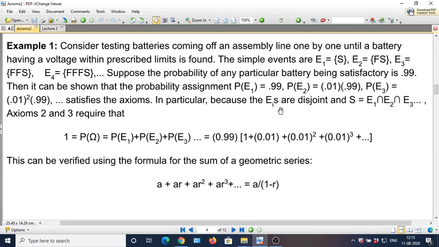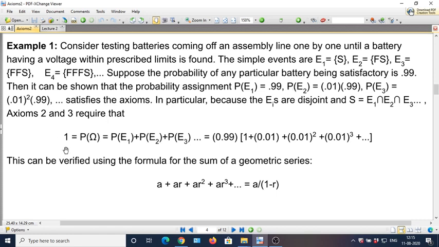So the first thing we can see is that all these events are disjoint among themselves. That is, if E1 occurs, E2 will not occur, E3 and the rest cannot occur. Collectively, this infinite collection of events will form the sure event S. So S is the union, E1 union E2 union E3 and so on. But E1, E2, E3 are themselves disjoint.